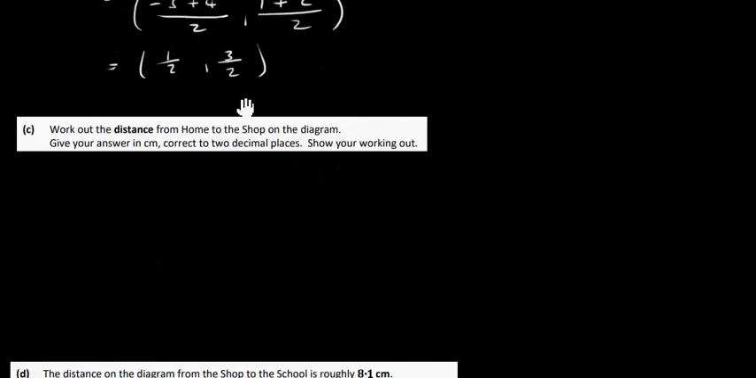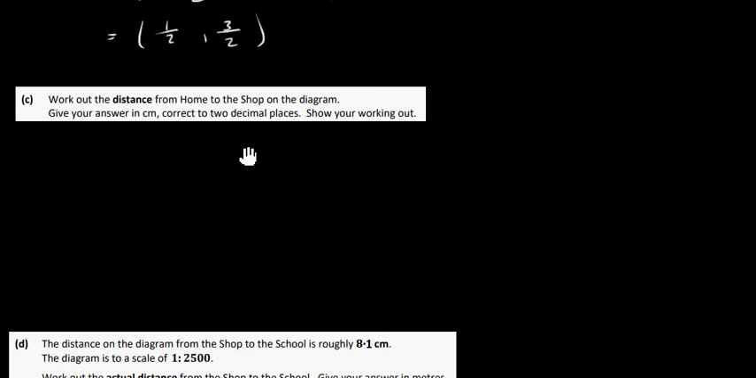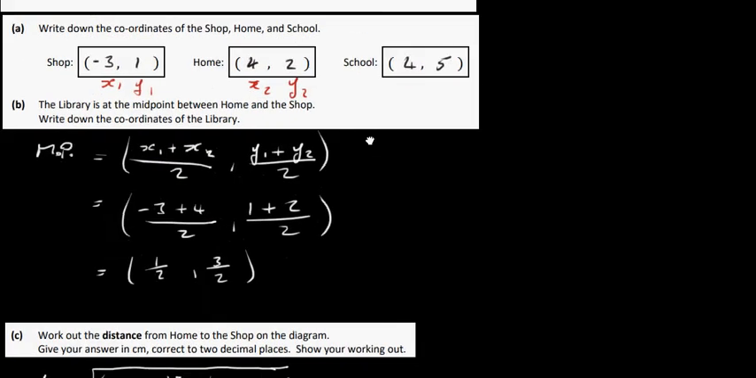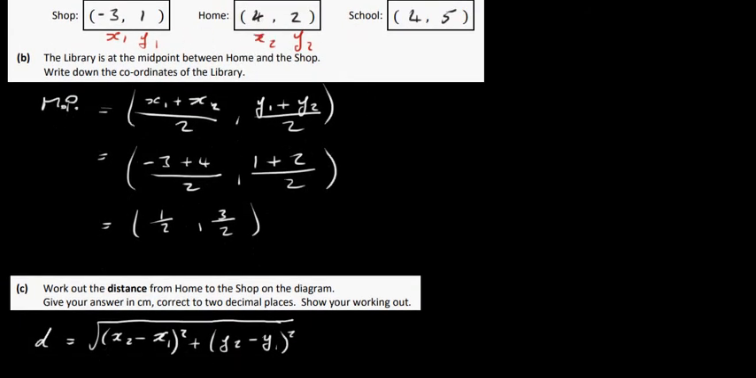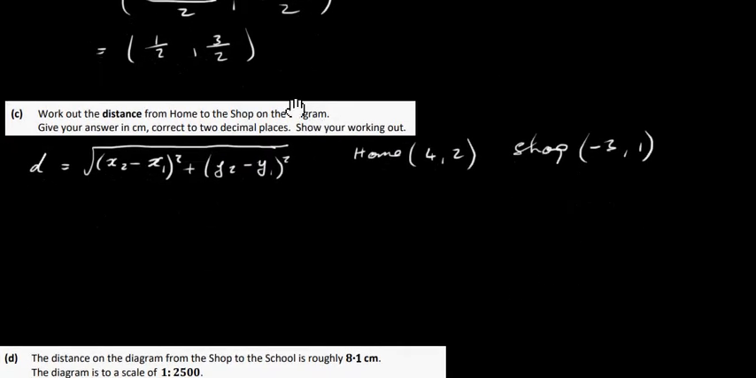So okay, work out the distance from home to the shop. Now the distance formula is the square root of x2 minus x1, squared, plus y2 minus y1, squared. Now our 2 points, we're talking about the home and the shop. So it's these 2 points again here. So we have the home, that's 4, 2, and we have the shop, that's -3, 1. So again, just mark those x1, y1, x2, y2, and put them into this formula here.